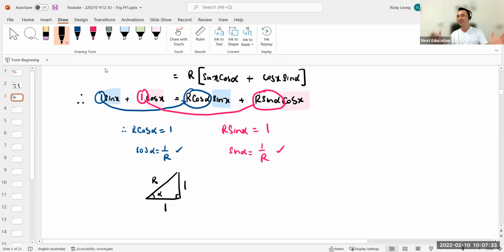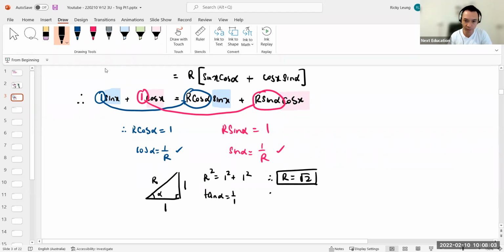By the way, you don't need this. Some teachers won't do this, but I find the right angle triangle really useful, especially for other topics like inverse trig. It's a really good way of practicing the drawing of a right angle triangle and getting your trig information. I like it a lot. Pythagoras: from there, r equals √2. And then using your tan ratio, that's 1 on 1, we know that's 45 degrees, which is pi on 4.